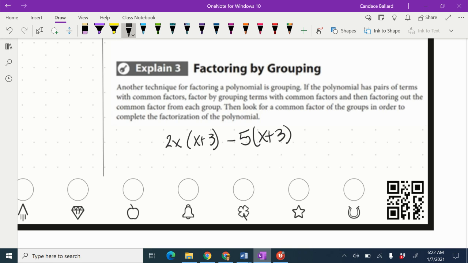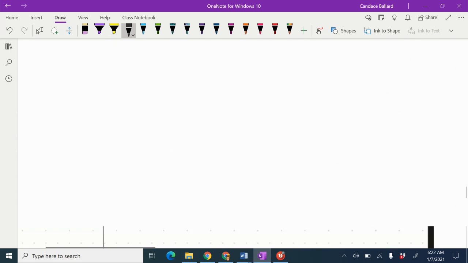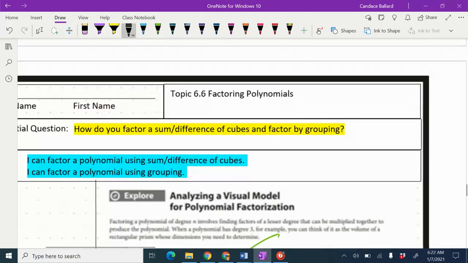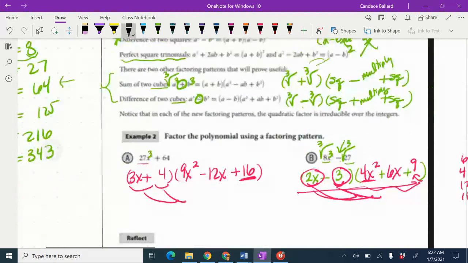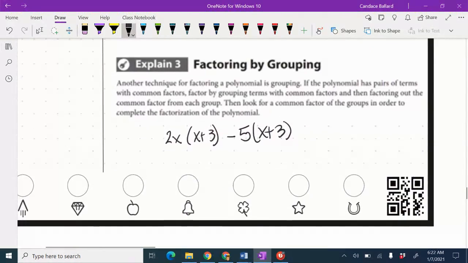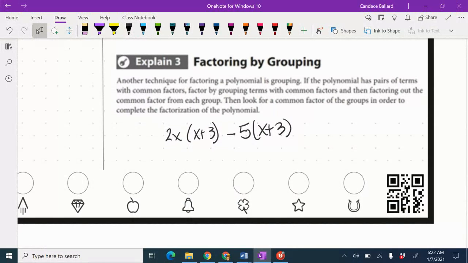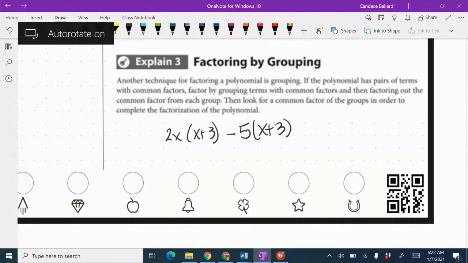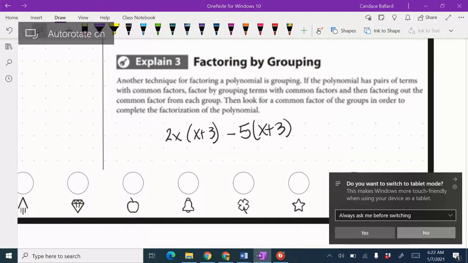In this video, we're going to continue with topic 6.6, factoring polynomials, and we're going to talk about Explain 3, factoring by grouping. Before I get into the example that the textbook had here, I want to look at this really quick.